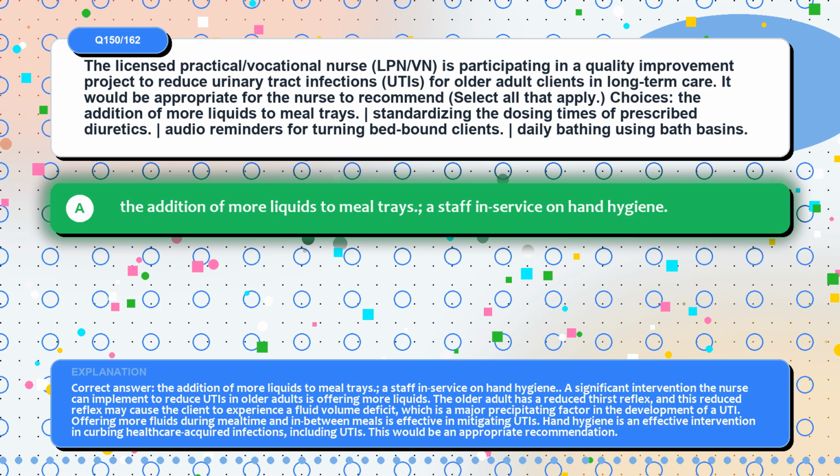A significant intervention the nurse can implement to reduce UTIs in older adults is offering more liquids. The older adult has a reduced thirst reflex, and this may cause the client to experience a fluid volume deficit, which is a major precipitating factor in the development of a UTI. Offering more fluids during mealtime and in between meals is effective in mitigating UTIs. Hand hygiene is an effective intervention in curbing healthcare-acquired infections, including UTIs. This would be an appropriate recommendation.